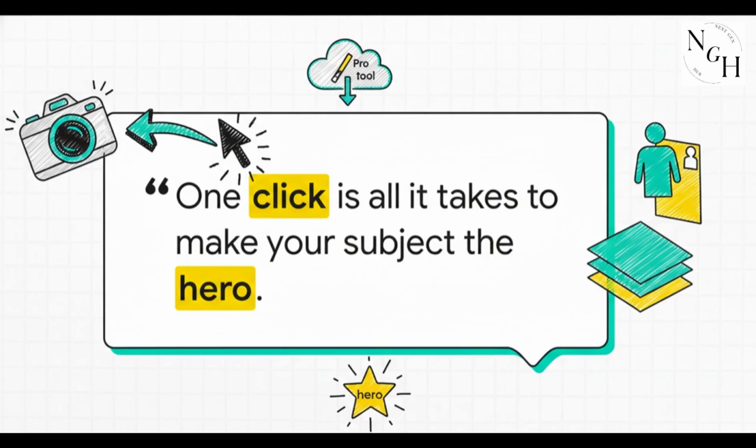And speaking of making your subject clear, this brings us to another one of my favorite pro tools, the background remover. It's kind of like magic. You upload any photo, you click one button, and boom, Canva AI just erases the background, leaving your subject perfectly cut out. It's the fastest way to make the hero of your photo, well, the hero.